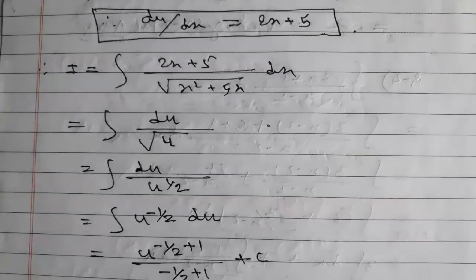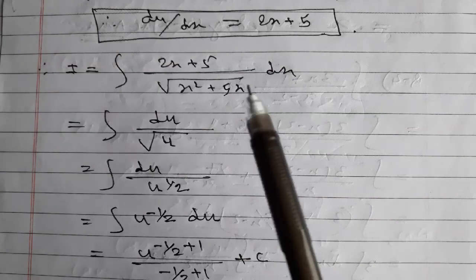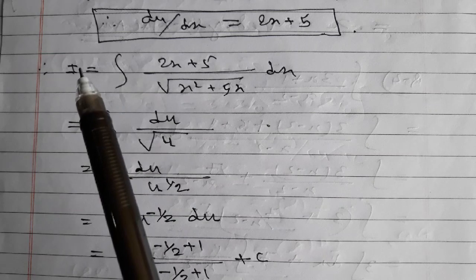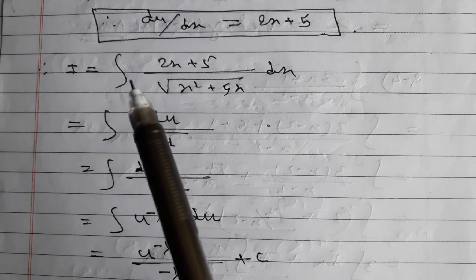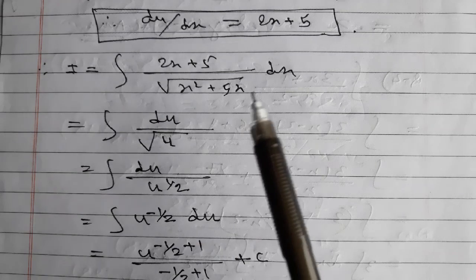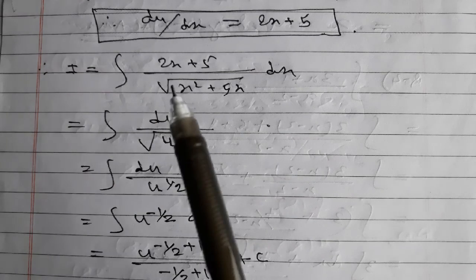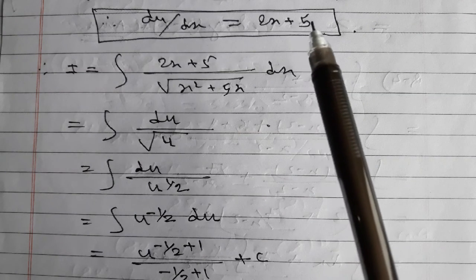Now we have to find the antiderivative of 2x plus 5 by root x squared plus 5x. The antiderivative, or integration, we can denote by the capital letter I. I is equal to the integration of 2x plus 5 by root x squared plus 5x dx.